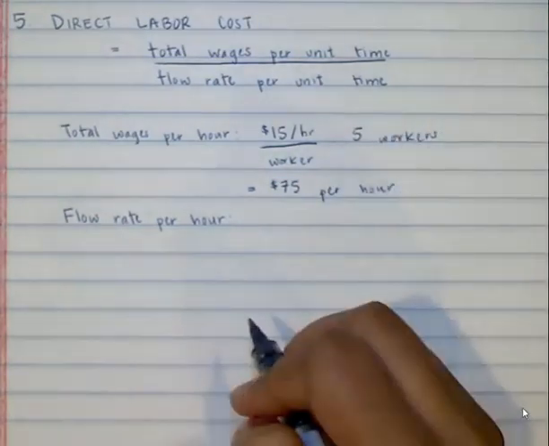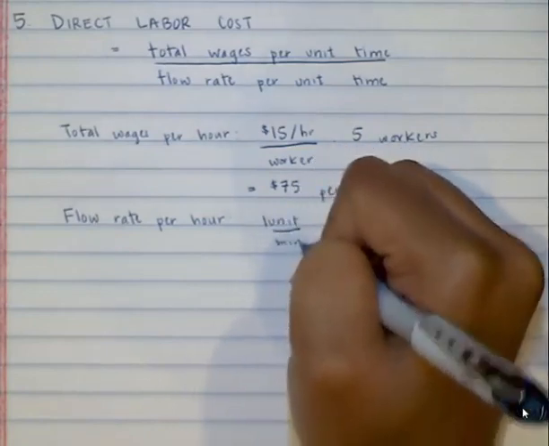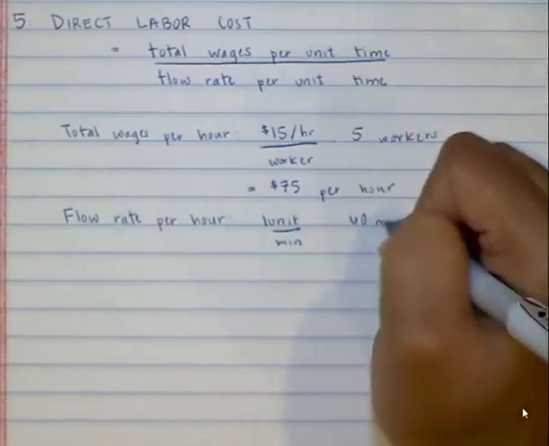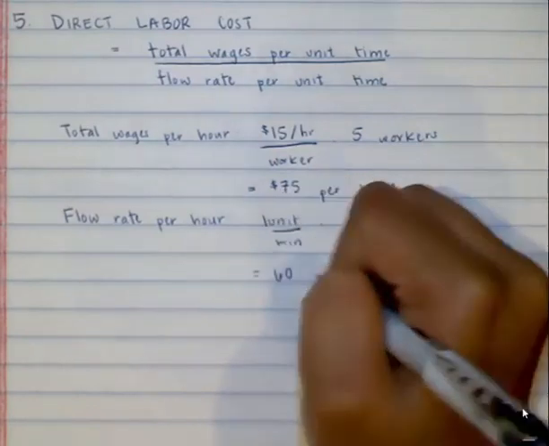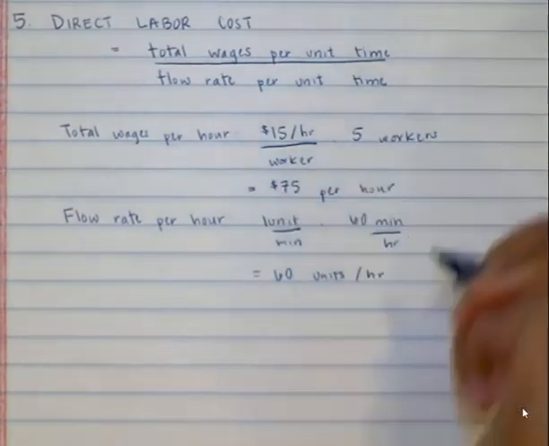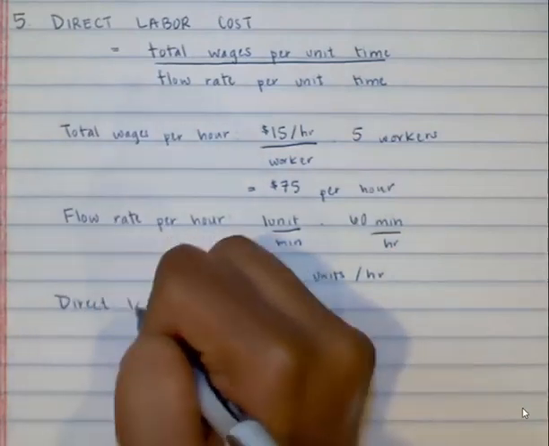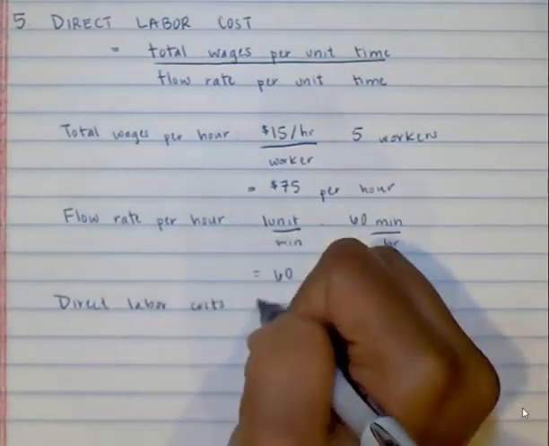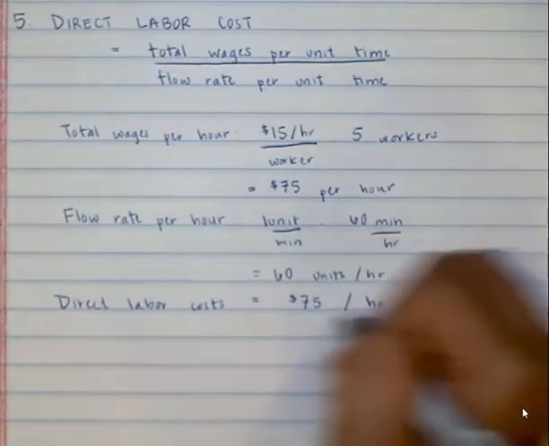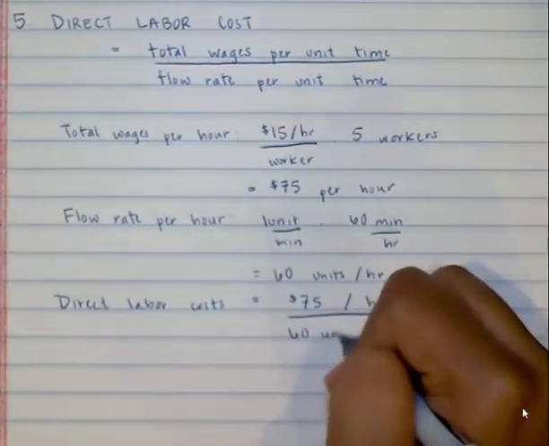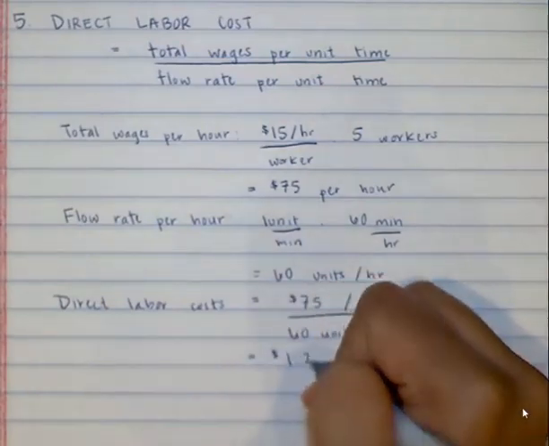Now, the flow rate per hour is 1 unit per minute from earlier, times 60 minutes per hour, which is simply 60 units per hour. And then our direct labor costs are $75 per hour divided by 60 units per hour, and that simplifies to $1.25 per unit.